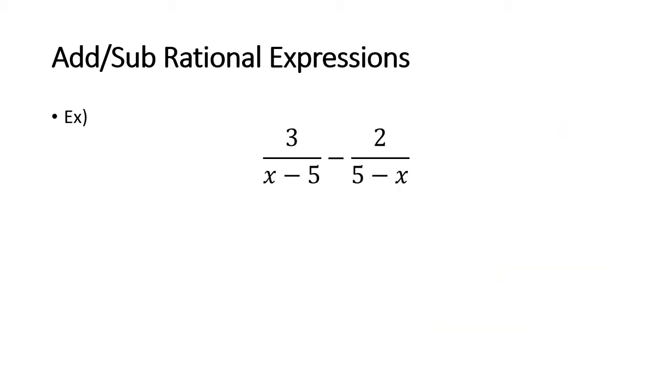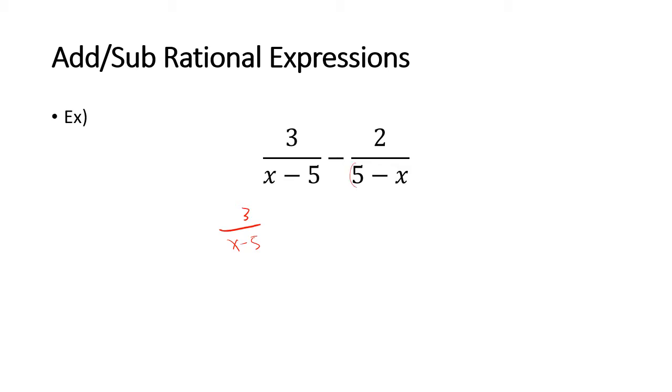Right, now here's one that at first glance looks like we don't have common denominators, and we don't really, but what we can do is manipulate things. And this is a common trick that you might see. 3 divided by x minus 5 minus 2 divided by 5 minus x.